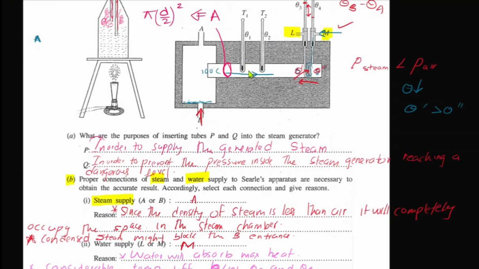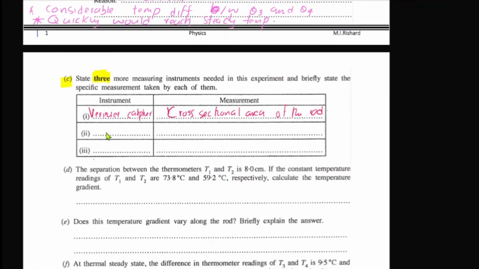We also need to measure the distance between these two thermometers, d. We need to measure d. To measure the distance between these two thermometers, we can either use a vernier caliper or else a meter ruler is also possible. Meter ruler: distance between T1 and T2. What else?